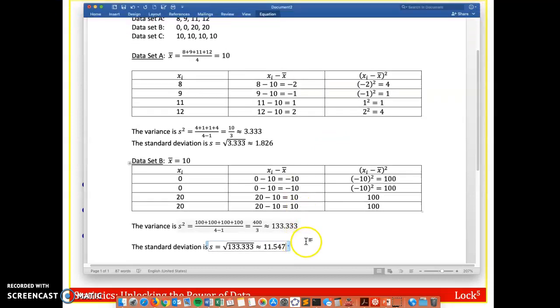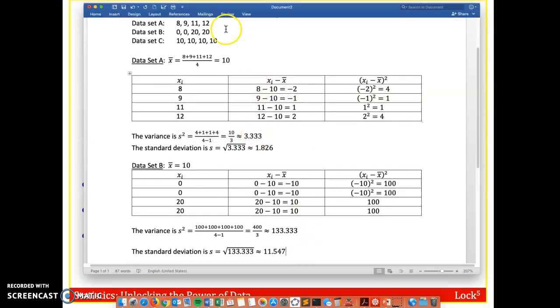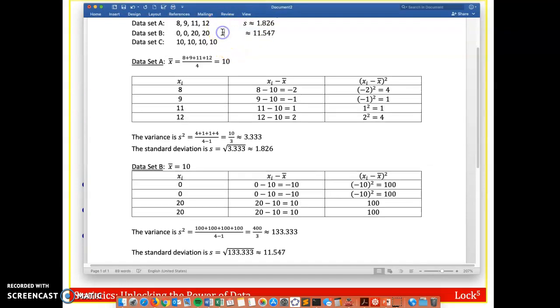So here, if we look, I got the standard deviation of the first set. I'm just going to write over here. Standard deviation is about 1.826. Second data set, my standard deviation is about 11.547. All right, and the third data set. Let me move this up a little bit.